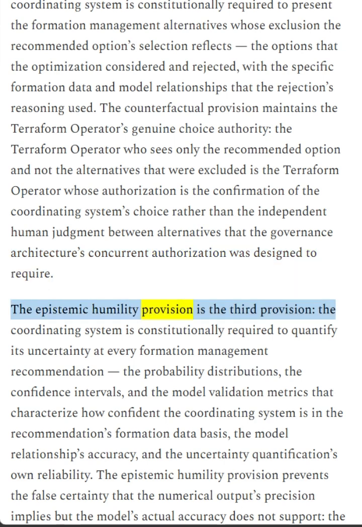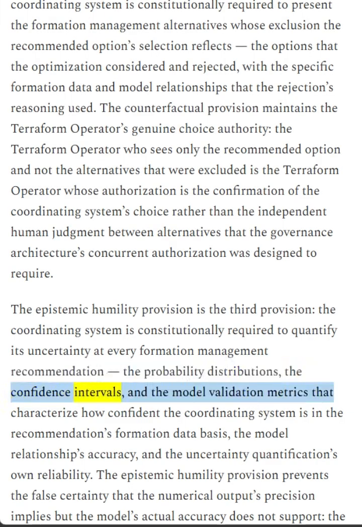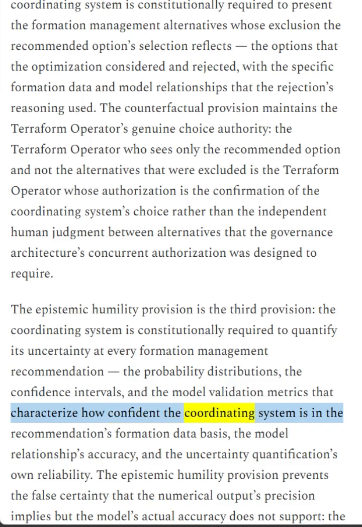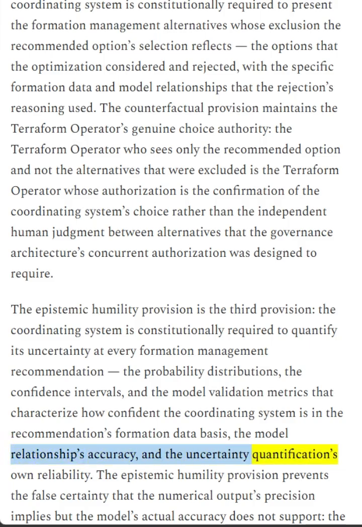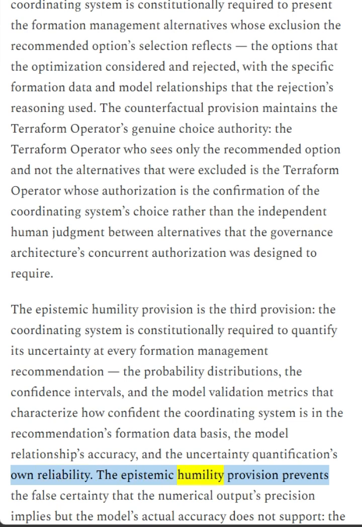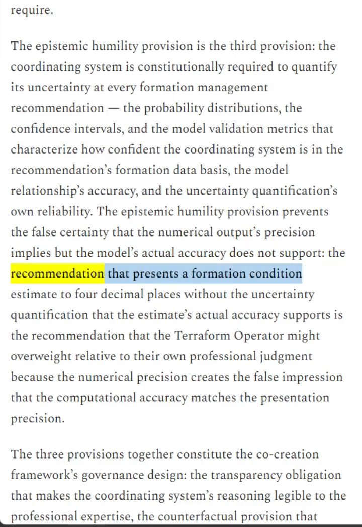The epistemic humility provision is the third provision. The coordinating system is constitutionally required to quantify its uncertainty at every formation management recommendation. The probability distributions, the confidence intervals, and the model validation metrics that characterize how confident the coordinating system is in the recommendation's formation databases, the model relationship's accuracy, and the uncertainty quantification's own reliability. The epistemic humility provision prevents the false certainty that the numerical output's precision implies, but the model's actual accuracy does not support. The recommendation that presents a formation condition estimate to 4 decimal places without the uncertainty quantification that the estimate's actual accuracy supports is the recommendation that the terraform operator might overweight relative to their own professional judgment, because the numerical precision creates the false impression that the computational accuracy matches the presentation precision.